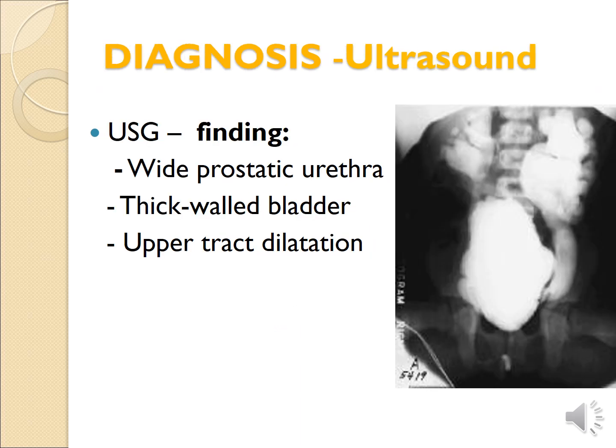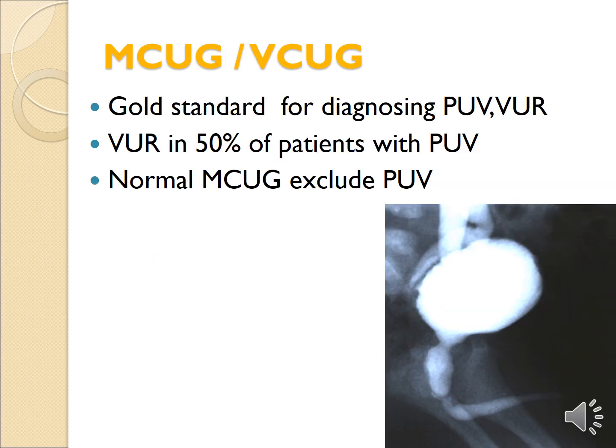So diagnosis is by ultrasonogram number 1, which shows a wide prostatic urethra, thick walled urinary bladder, and then upper tract dilatation, as you can see in the picture. And the gold standard for the diagnosis is micturating cystourethrogram, which diagnoses posterior urethral valve as well as VUR. 50% of posterior urethral valve is associated with vesico-ureteral reflux. So if MCUG is normal, that will exclude the posterior urethral valve. So this is a very important investigation for this condition.